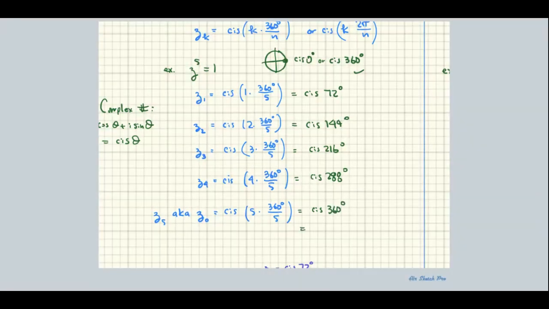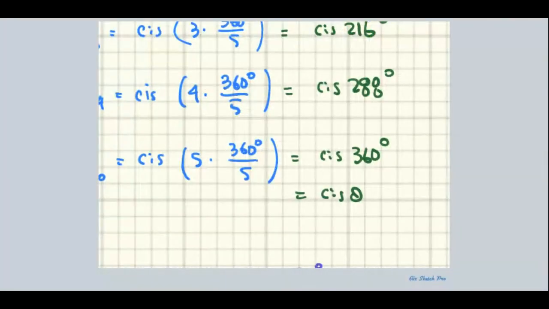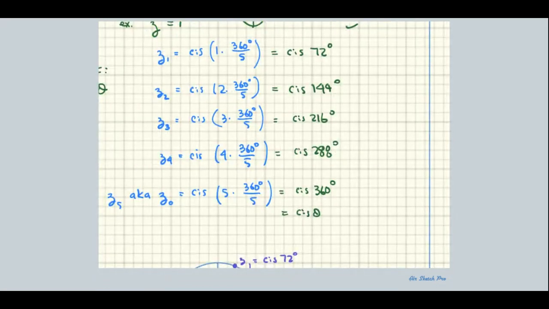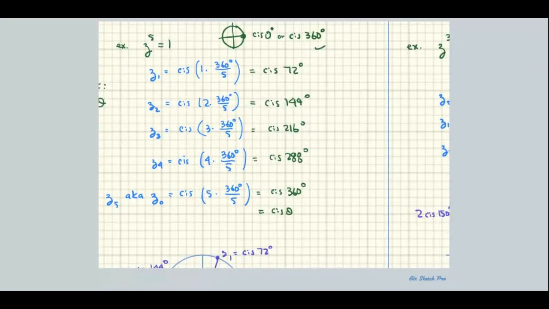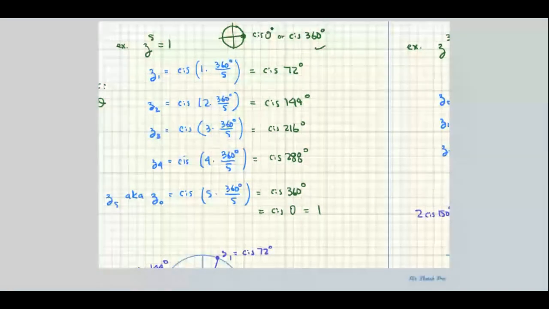This is the same thing as cis 0. And, whoop, didn't mean to do that. There we go. This is the same thing as cis 0. Dang, keep on. I'm reaching with the erase key and I hit the frame key. There we go. Because I wrote 0 looking like a theta. Cis 0, which is also known as just 1, right?